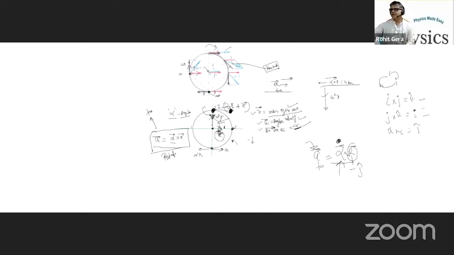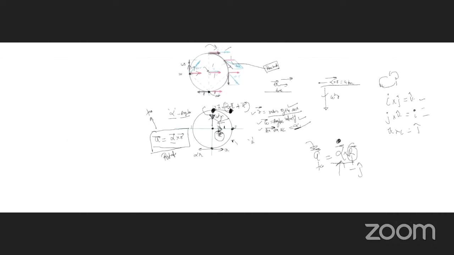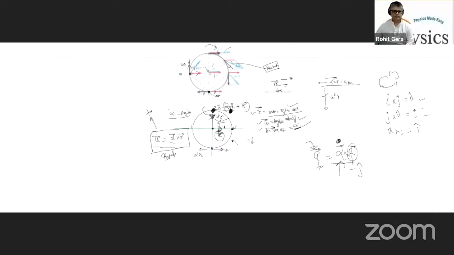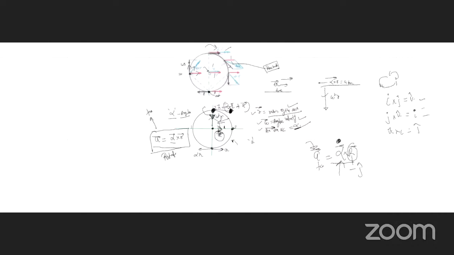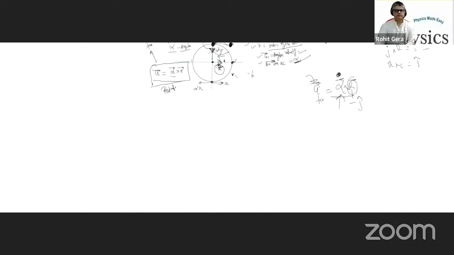So if it is clockwise, it is minus. If it is anti-clockwise, it is coming out towards you. It is plus k. In 3D, k is the direction in and out. Anything which is anti-clockwise will come out. Outward towards us is what? Plus k. Hold on, hold on, anti-clockwise, one minute.